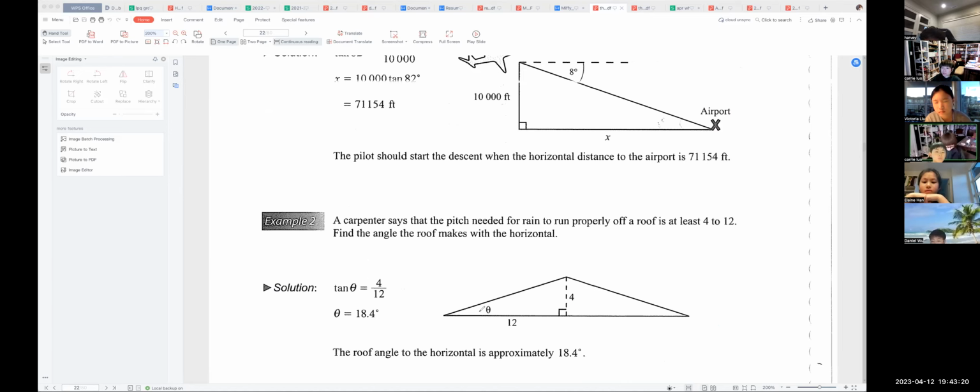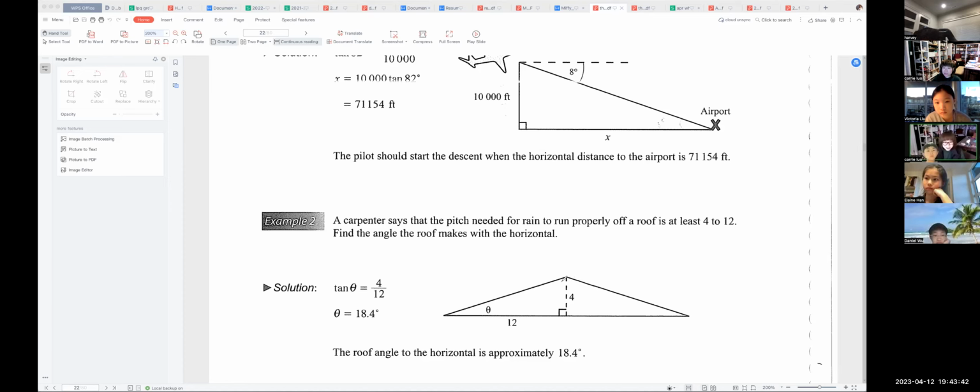因为如果你这个角度做的不够的话，这个水就不会这样流下来。这个水不会流下来，这个水就会积在这个 rooftop 上面，知不知道？然后这个房子就很容易漏雨。Understand? So everywhere is using math. 你造个房子，我们也用到 math，对不对？好了，他说 at least 4 to 12.